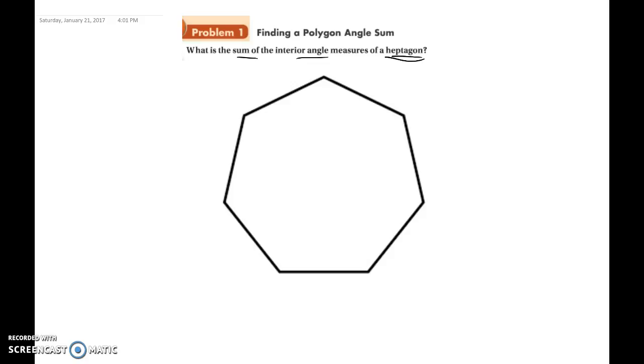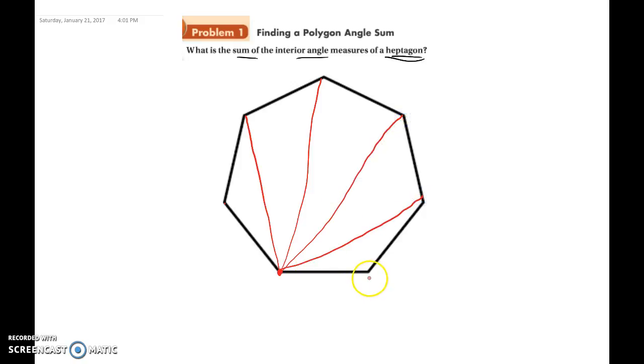I'm going to go over it with you guys now. So what I'm going to do is I'm just going to pick one vertex. Doesn't matter. I'm just going to pick this vertex here. And I'm going to draw every diagonal I possibly can from that vertex. So this is a consecutive vertex, so I cannot draw a diagonal there. So I'll draw a diagonal there. I can draw one here. I know they're not straight lines, but I can draw one here, and I can draw one here. I cannot draw a diagonal here because that is a consecutive vertex.